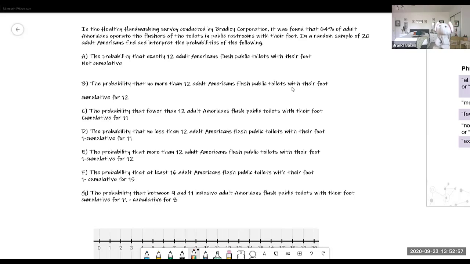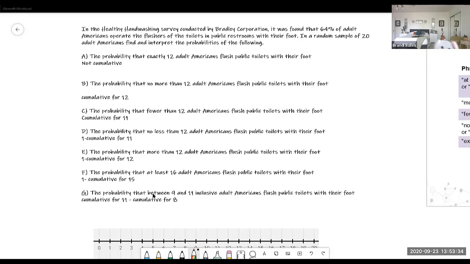Okay, so this is a binomial distribution problem. We have a sample of 20, right here, 20 adult Americans. And we have to figure out all of these probabilities, A through G. Okay, so let's just start by reading the problem out loud. That's where you should always start. Read the problem. In the Healthy Hand Washing Survey conducted by Bradley Corporation, it was found that 64% of adult Americans operate the flushers of a toilet in public restrooms with their foot. Interesting. In a random sample of 20 adult Americans, find and interpret the probabilities of the following.